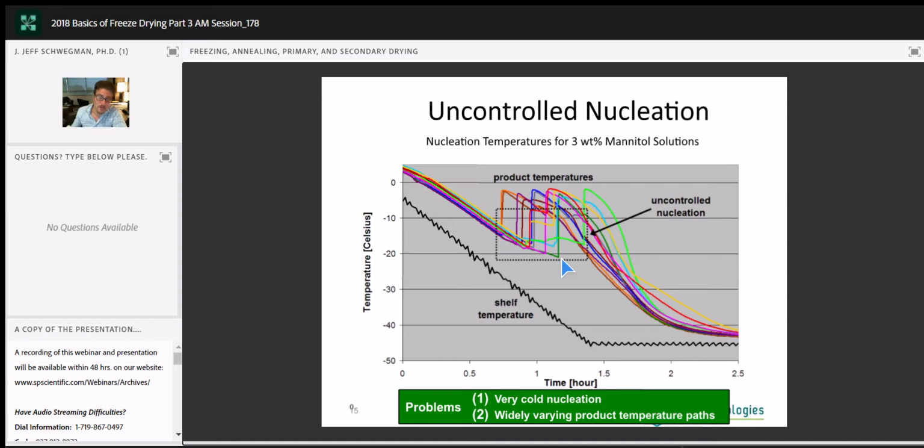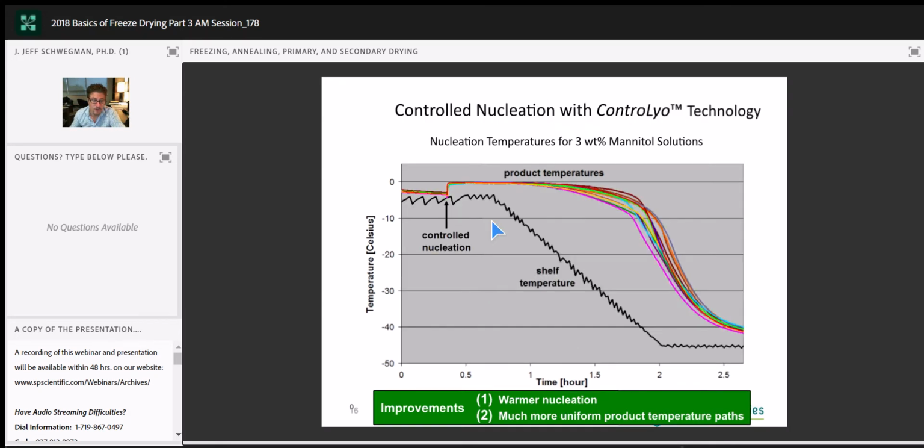When things freeze quicker, we build up a lot more supercooling, and your ice crystal size is going to be different. So we've got product in our freeze dryer with a vast difference in particle size of the ice crystals. These can freeze dry very differently. This has been the normal course of business. However, with the new controlled nucleation technology, look here. We're cooling, we hit a point where we initiate the controlled nucleation, the control lyo technology, boom. Everything nucleates at the same time and temperature.